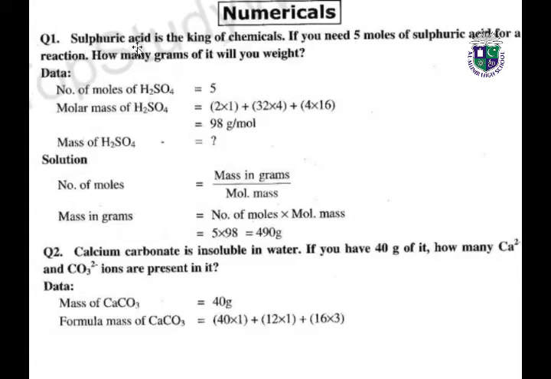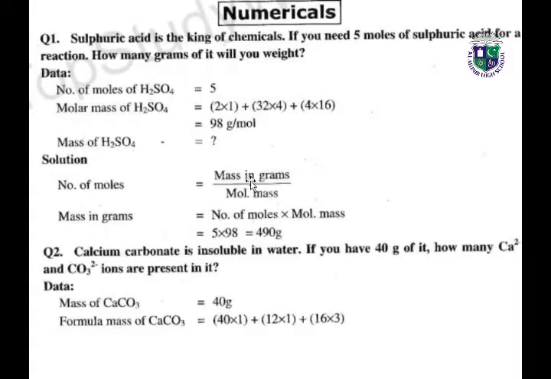He's saying sulfuric acid is the king of chemicals. If you need 5 moles of sulfuric acid for a reaction, how many grams of it will you weigh? So number of moles of H2SO4 is 5. To find the molar mass of H2SO4, we have to calculate the molar mass of hydrogen, sulfur and oxygen. By multiplying and adding, we get the molecular mass of H2SO4, which is 98 grams per mole. We have to find out the mass of H2SO4.